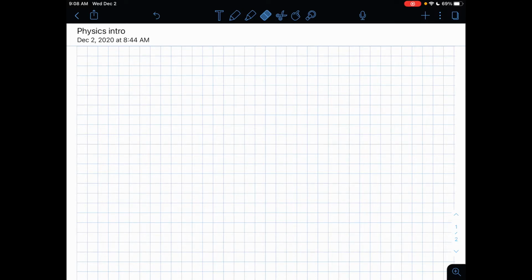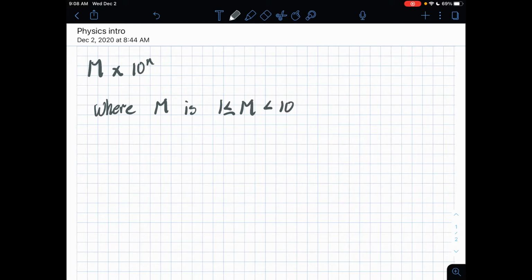So scientific notation, as a lot of you will know, is defined by the general equation of m times 10 to the n, where m is greater than or equal to 1, but less than 10, and where n is an integer. So this should be a pretty simple review for a lot of you guys.